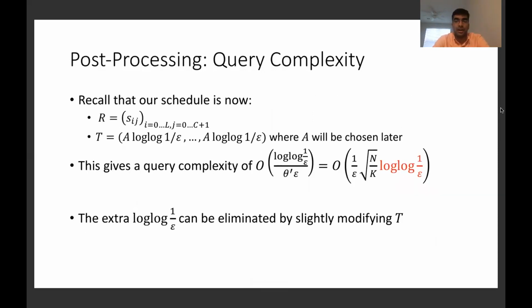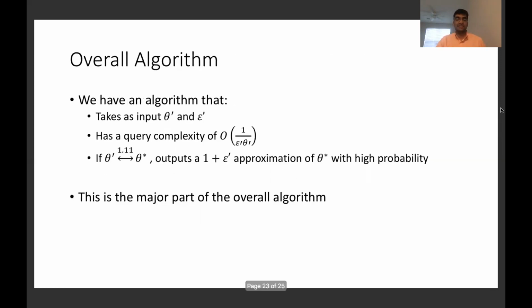So now let's do some accounting and figure out what the query complexity of our algorithm is. It's very close to what we want. Essentially, we have an extra log 1 over epsilon factor that we would really like to get rid of. Again, the trick to get rid of it is by slightly modifying T. With some simple but tedious modifications, we can eliminate this extra factor. So now we have an overall algorithm that, given some theta prime, a constant factor estimate of theta, works well. It gives us a 1 plus epsilon approximation of theta star with high probability. This is a major part of the overall algorithm.